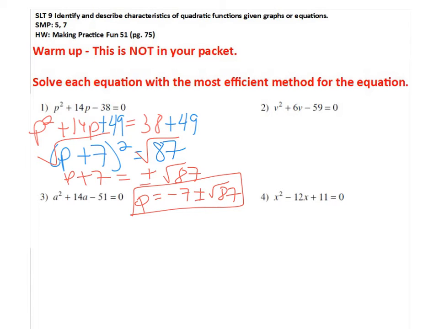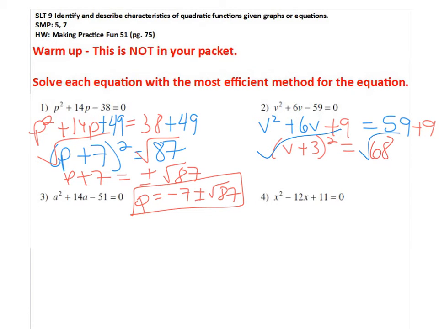For number 2, it also doesn't factor. Nothing multiplies to 59 that adds to 6. So we'll complete the square again. Half of 6 squared is 9. Square root both sides. And move the 3 over. That's a 68 over there.